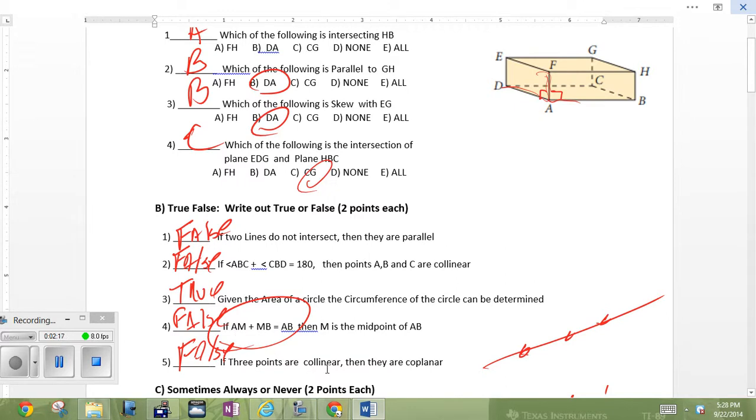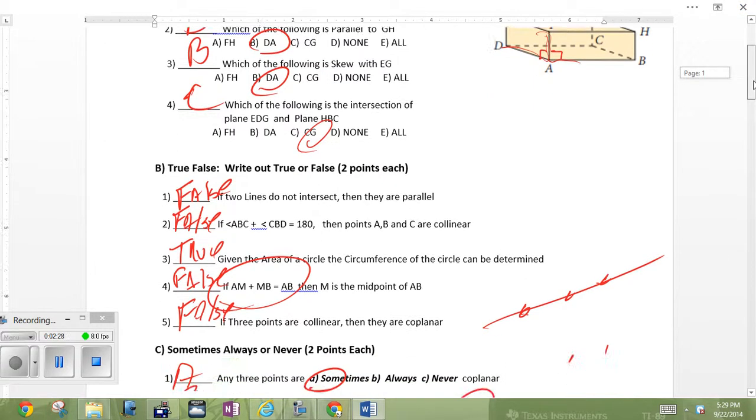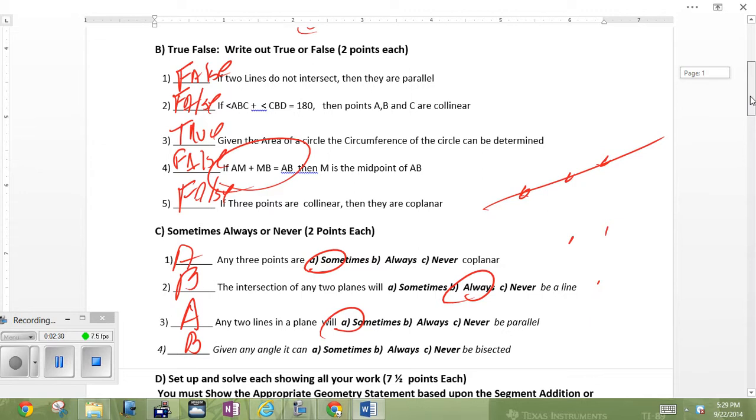If 3 points are collinear, then they are coplanar. No, here are 3 collinear points, and there are infinitely many planes that go through those 3 points. So any 3 points are sometimes coplanar. Here are 3 points which are coplanar. Here are 3 points which are not coplanar. Okay? The intersection of two planes will always be a line.